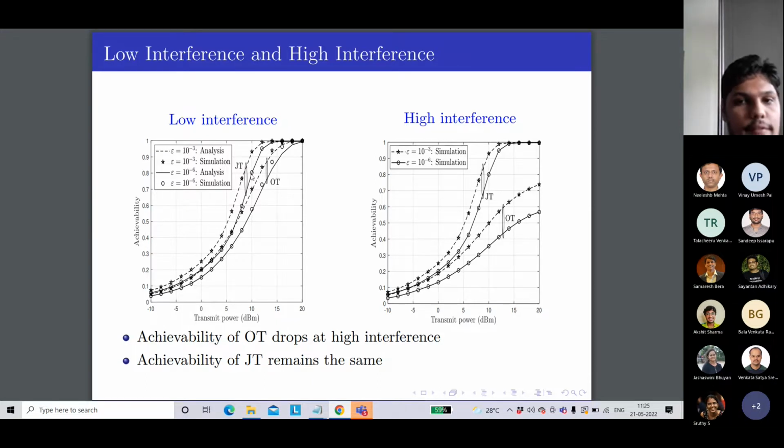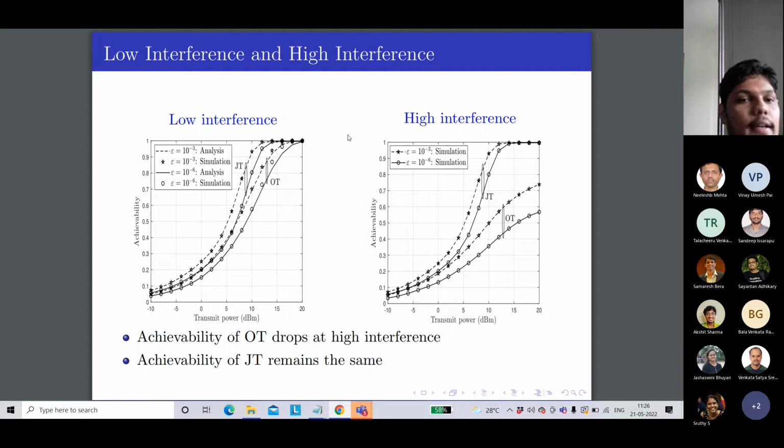The first important thing we can see is that the joint transmission achievability is the same, whereas for orthogonal transmission, the achievability drops significantly. Why? The reason is we saw achievability is getting feasibility. We checked it when all the base stations transmit. And when all the base stations transmit, in joint transmission, the URLLC packet sees no interference because all the base stations are using the same time and frequency resources. Therefore, the achievability remains the same for JT, whereas for OT, it drops significantly. So this is the effect of interference on both the multi-connectivity modes.